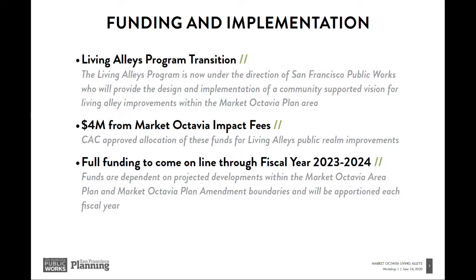So the Living Alley program has transitioned from planning and is now under the direction of Public Works, and our team here will be providing implementation of this community-supported vision. The program has $4 million from Market Octavia impact fees, which the CAC has approved allocation of for the Living Alley public realm improvements. Full funding will continue to come online through fiscal years 2023 to 2024 and will be apportioned each fiscal year. So essentially each year over the next 4 years, we'll be receiving a portion of the total 4 million. Next slide, please.